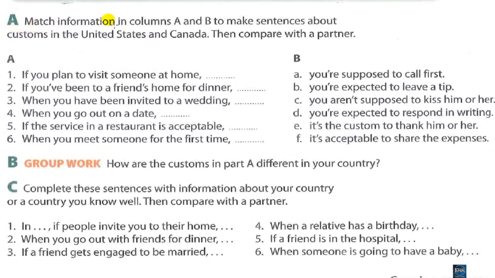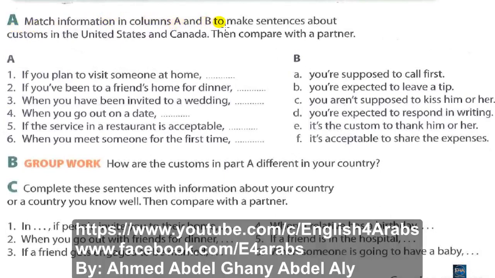A. Match information in columns A and B to make sentences about customs in the United States and Canada. Then compare with a partner. So in this exercise, you will match these sentences in A with these sentences in B. Why? To make new customs, some habits in the United States and Canada.